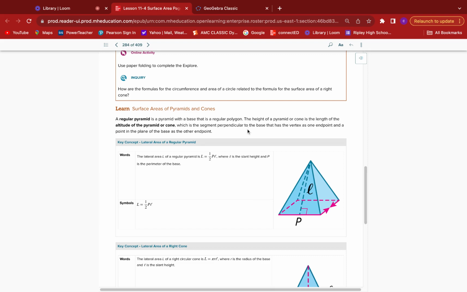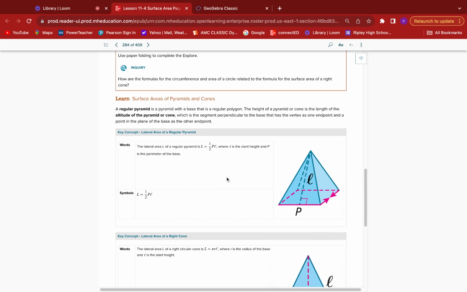First off, altitude of a pyramid or cone is a segment perpendicular to the base. And it has its vertex at one endpoint and the point of the plane of the base at its other endpoint. Okay, for lateral area, you got 1/2 PL, which again is the perimeter of the base, but this L is your slant height, not actual height.